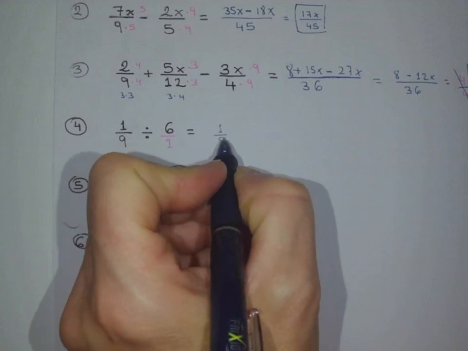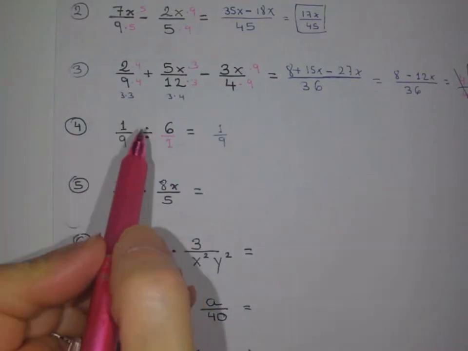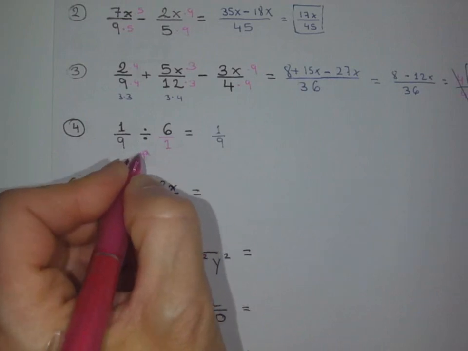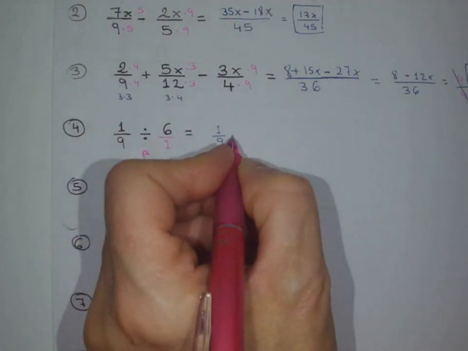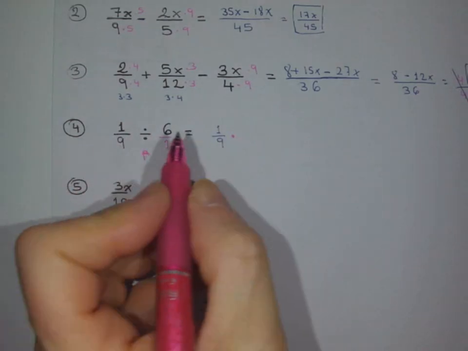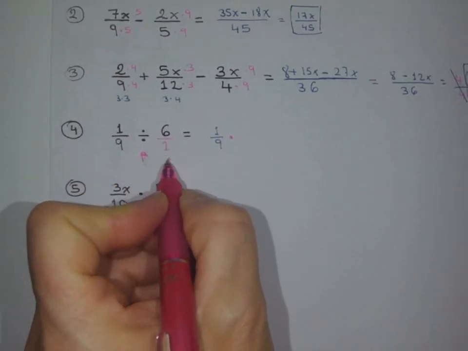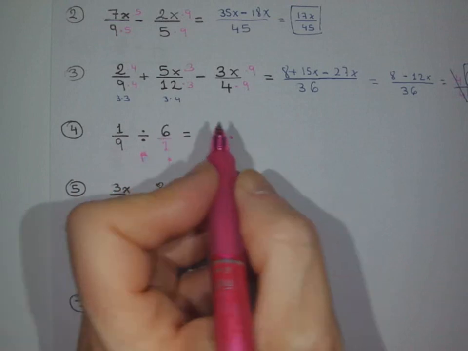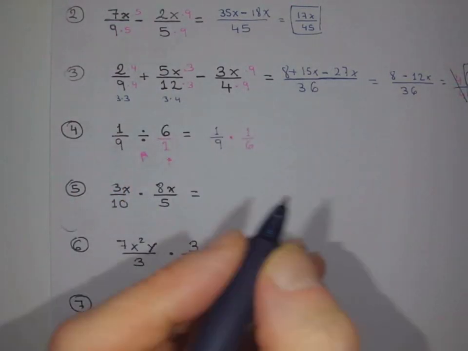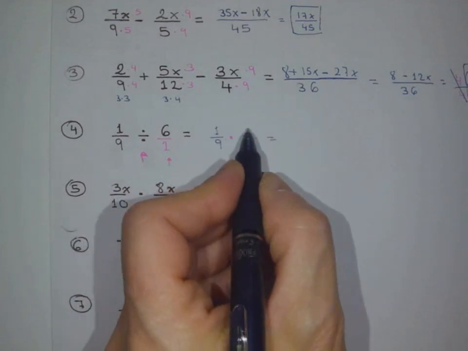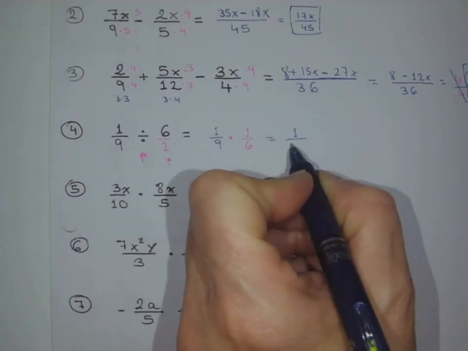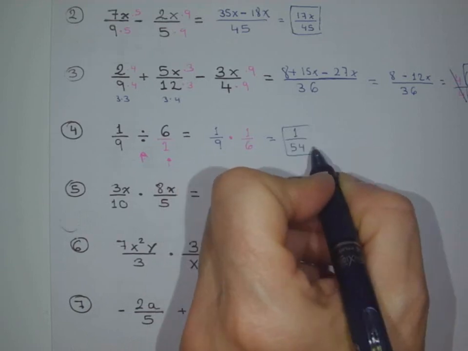over 9. You're going to change this division to the inverse operation, which is a multiplication, but because we use the inverse operation here, we're going to have to use the multiplicative inverse here. So flip it around, 1 over 6. And then just multiply numerators together. 1 times 1 is 1. And then 6 times 9 is 54. And that will be your answer for this one.